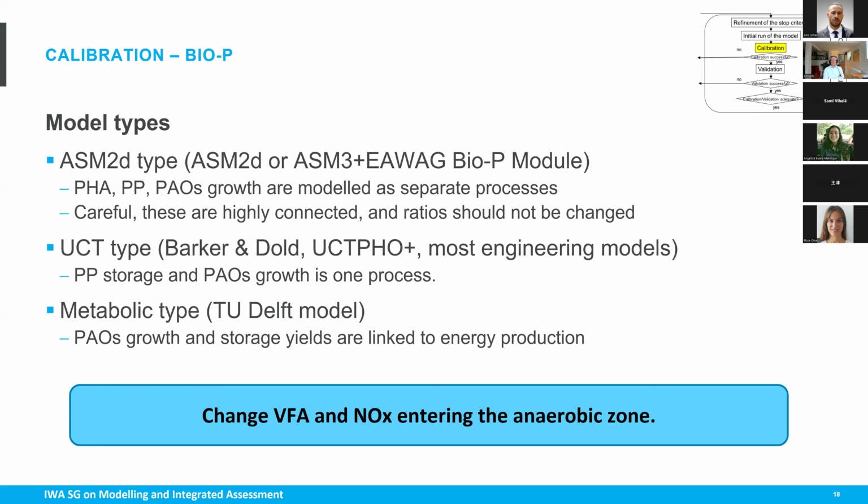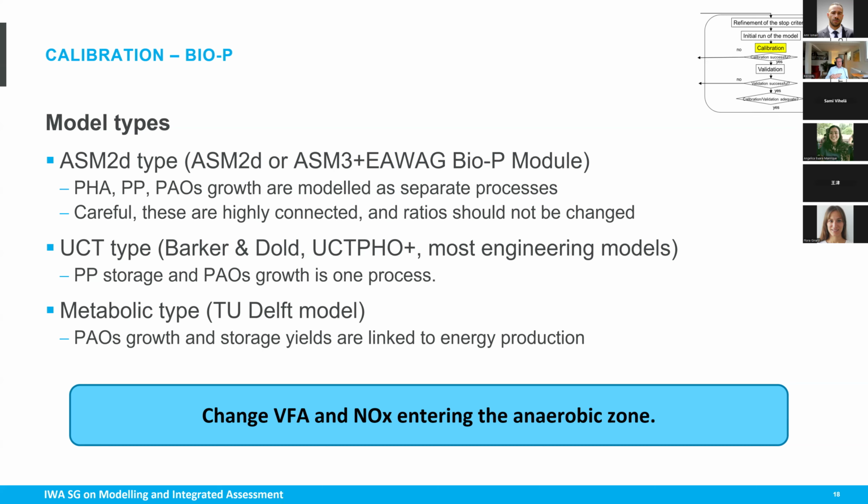The tricky bit specifically with the BioP module, in my opinion, is that PHA and polyphosphate storage and PAO growth are all modeled as separate processes. And if you calibrate them individually, you are messing up the ratio between the three. So that's very dangerous. You should not touch these ratios because then the whole model loses its meaning.